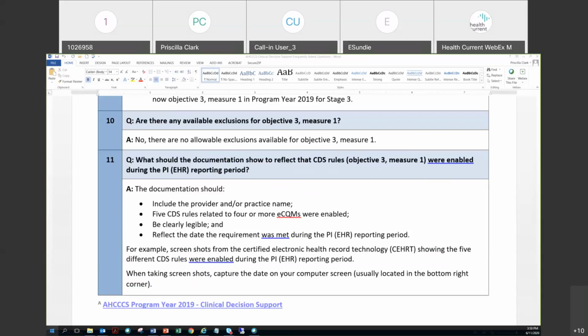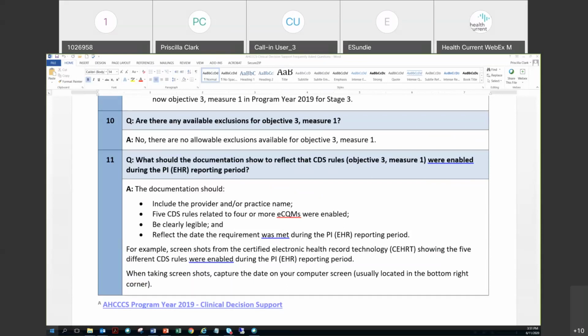Keep in mind that we did provide an example of one of the CDS rules in the presentation today. So if you do have questions about that, please feel free to ask those now or even down the road. You can email or call Health Current or Access to ask those questions.